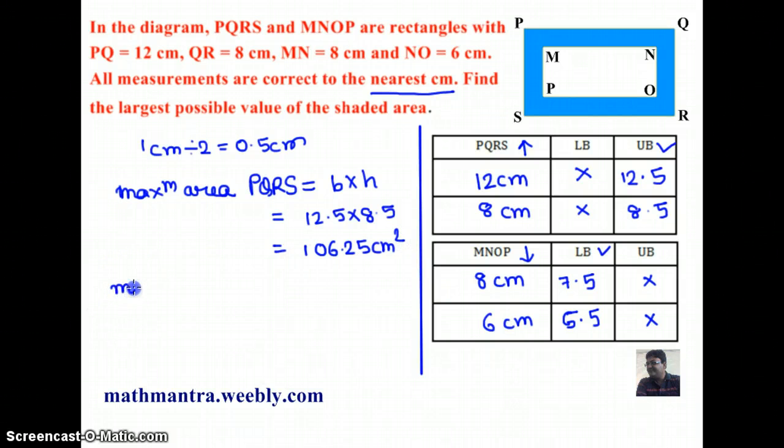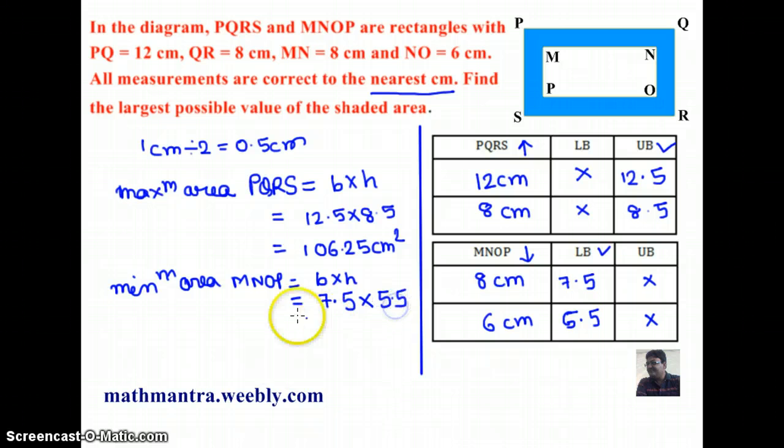Next, the minimum area of MNOP, and that will be again base times height, but I'll be using the lower bounds. So 7.5 times 5.5, and that will be equal to 41.25.